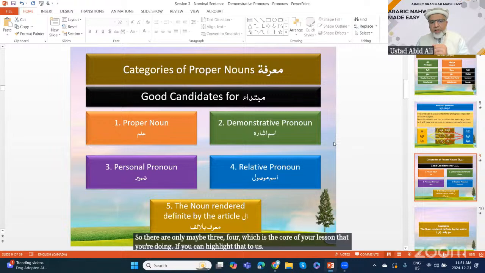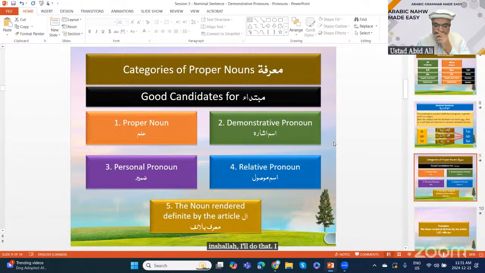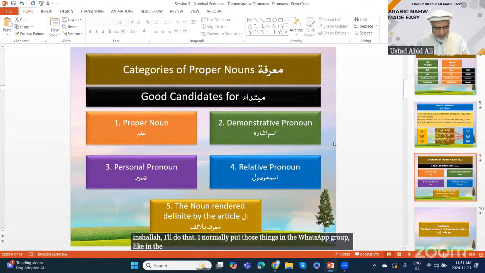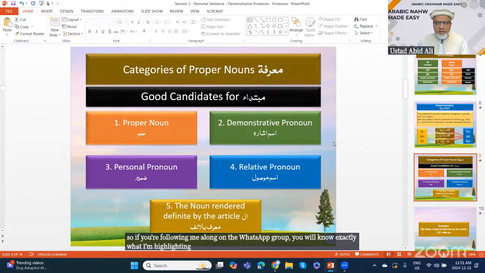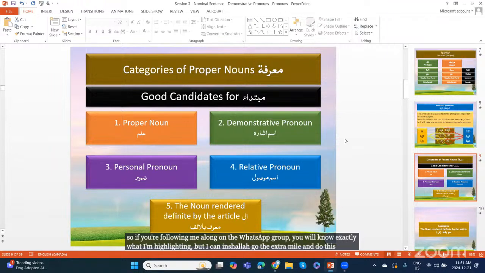Inshallah, I'll do that. I normally put those things in the WhatsApp group, in the form of a picture. So if you're following me along on the WhatsApp group, you will know exactly what I'm highlighting, but I can inshallah go the extra mile and do this again. Thank you. Thank you so much.